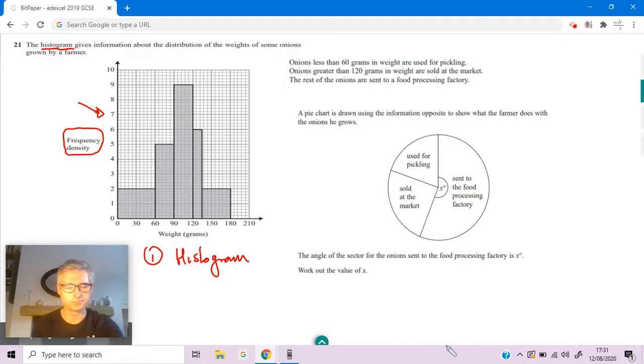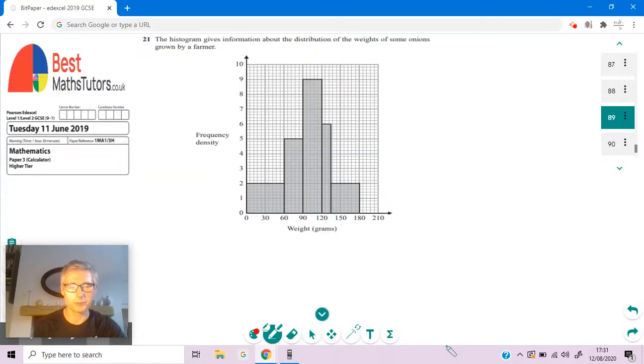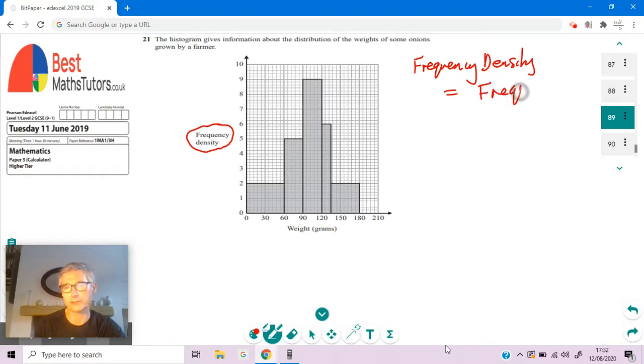Okay, so here's the histogram on its own. And as I say, what we've got is the frequency density there. We might be very familiar with graphs like this where it's frequency on this axis. But the frequency density comes from a formula which is that the frequency density is equal to the frequency in any particular class divided by the class width.